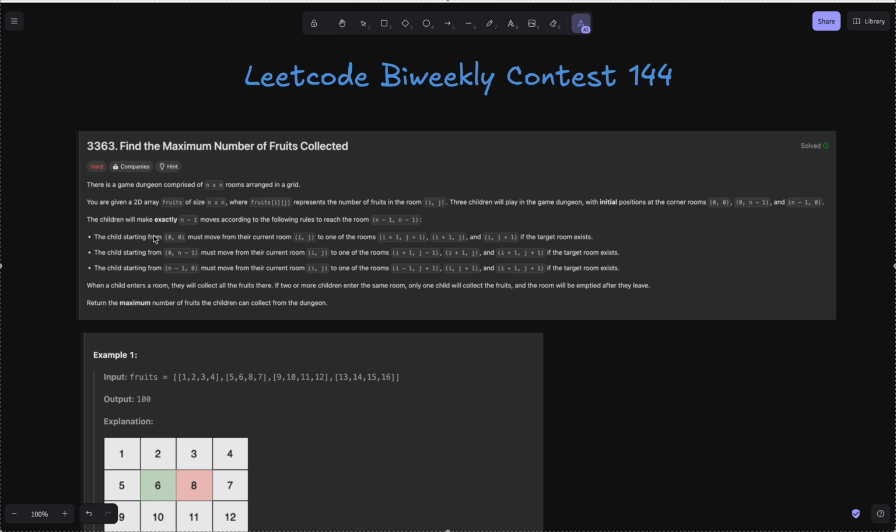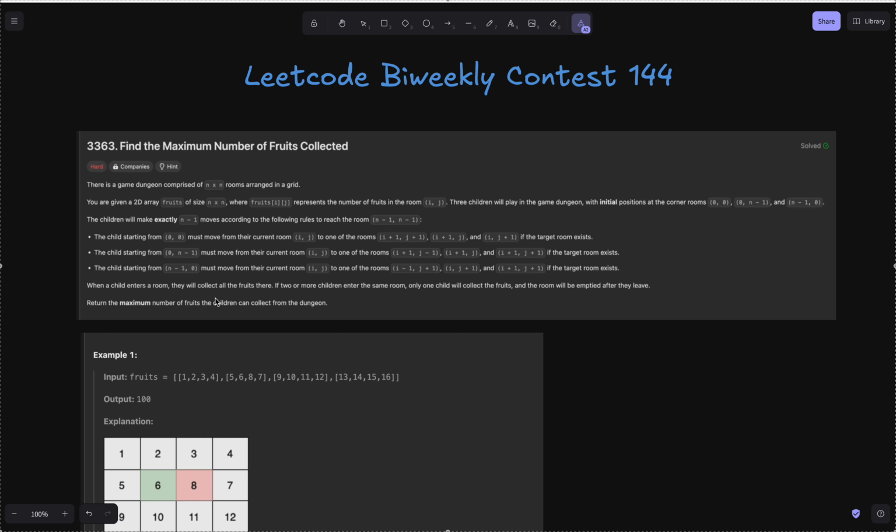The child starting from (0, n minus 1) must move from their current room (i, j) to (i plus 1, j minus 1), (i plus 1, j) and (i plus 1, j plus 1) if the target room exists. The child starting from (n minus 1, 0) must move from their current room to one of the rooms (i minus 1, j plus 1), (i, j plus 1) and (i plus 1, j plus 1) if the target room exists.